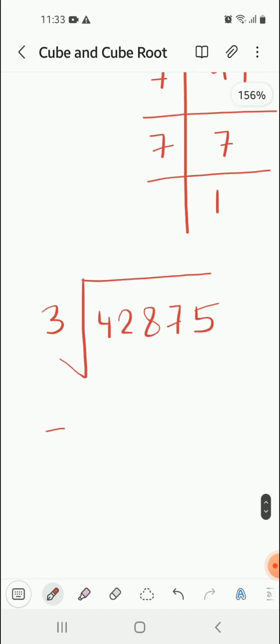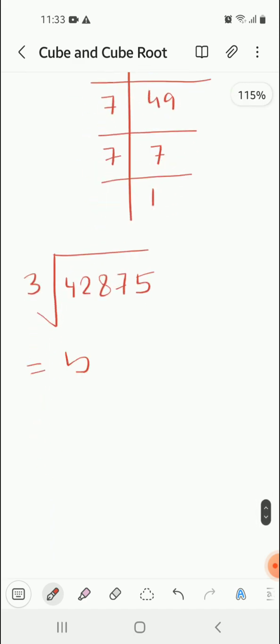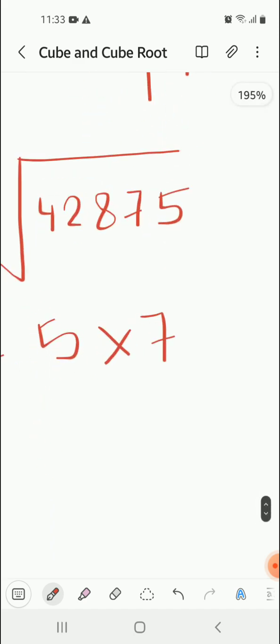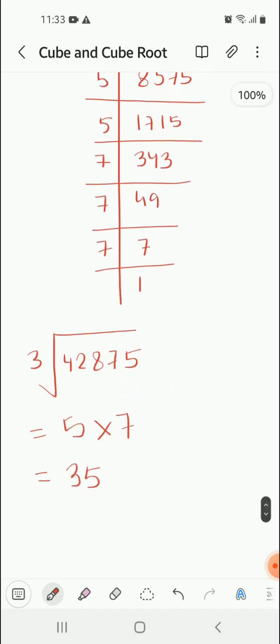So we are going to write the concluding statement, that is the cube root of 42875 is equal to 5 into 7, that is one from each group. So we get 5 into 7, 35. So this will be our answer.